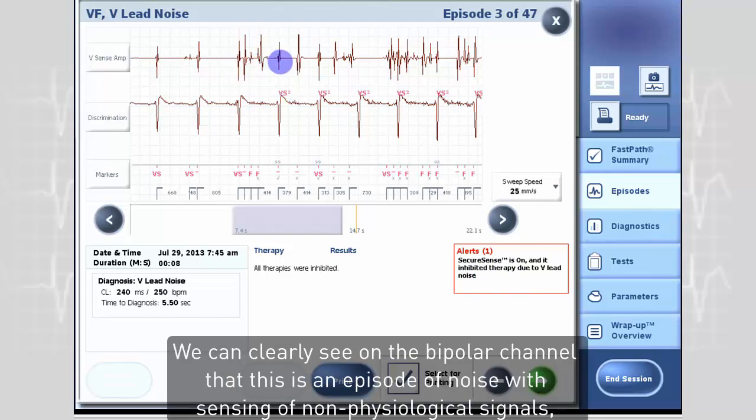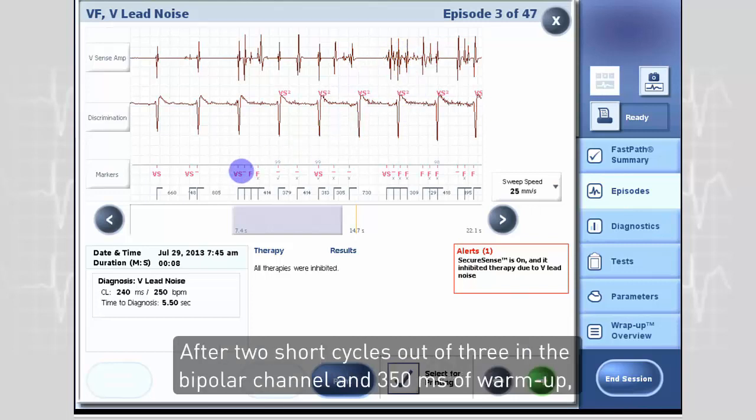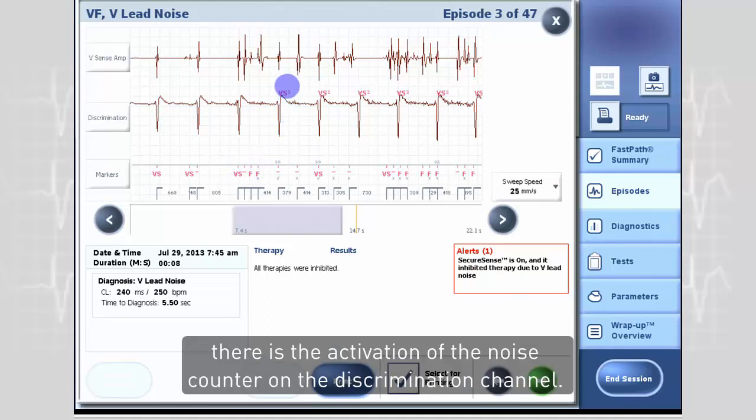We can clearly see on the bipolar channel that this is an episode of noise with sensing of non-physiological signals, completely random in terms of morphology and in terms of intervals. After 2 short cycles out of 3 in the bipolar channel and 350 milliseconds of warm-up, there is the activation of the noise counter on the discrimination channel.